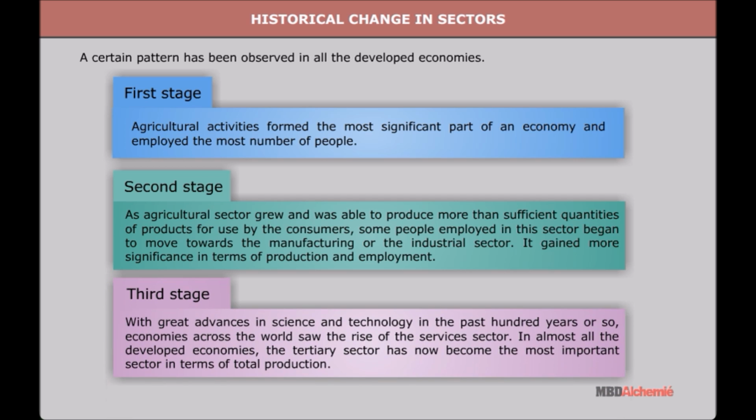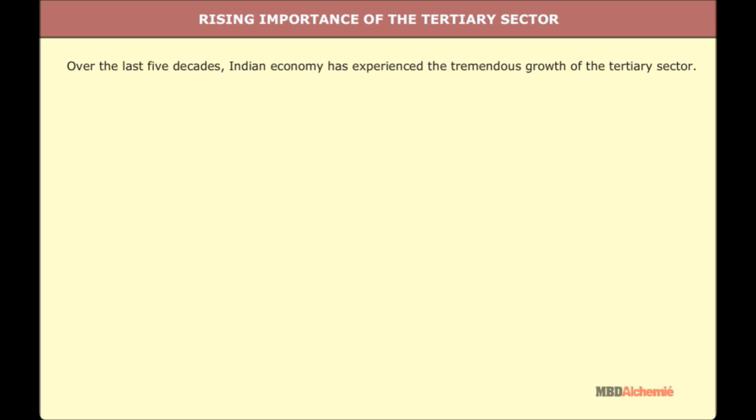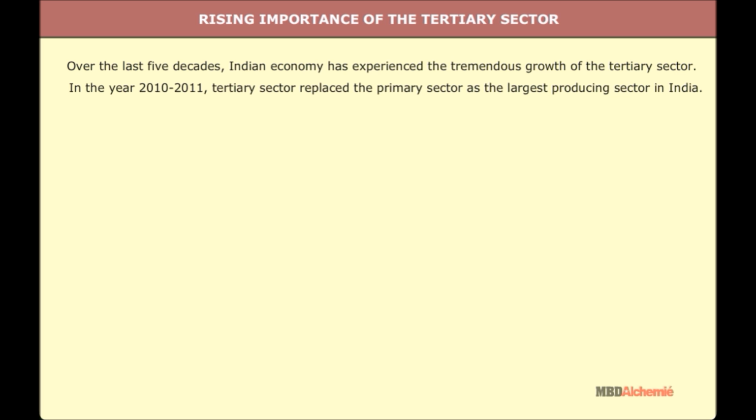Third stage, with great advances in science and technology in the past 100 years or so, economies across the world saw the rise of the services sector. In almost all the developed economies, the tertiary sector has now become the most important sector in terms of total production. Rising importance of the tertiary sector. Over the last 5 decades, Indian economy has experienced the tremendous growth of the tertiary sector. In the year 2010-2011, tertiary sector replaced the primary sector as the largest producing sector in India.